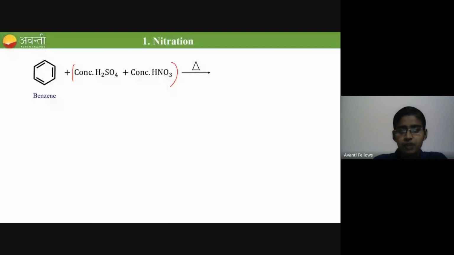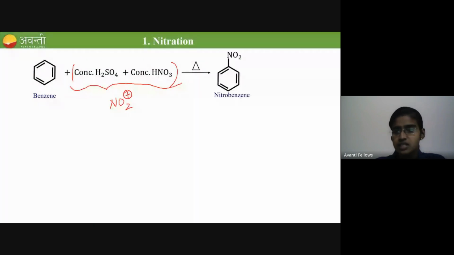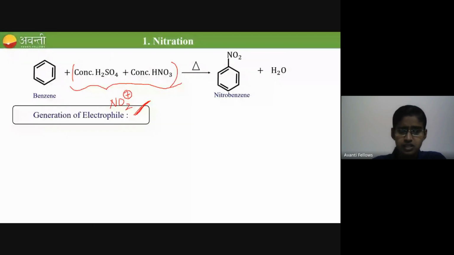And from this mixture, we will get the NO2 plus electrophile. This is the electrophile that we get from the nitrating mixture. This electrophile will substitute one of the hydrogens from the benzene ring, and we will get nitrobenzene as the product with the release of H2. So this is the main reaction. Now, how are we getting this electrophile from this mixture? We need to know the generation of electrophile from the nitrating mixture, so I will show you.